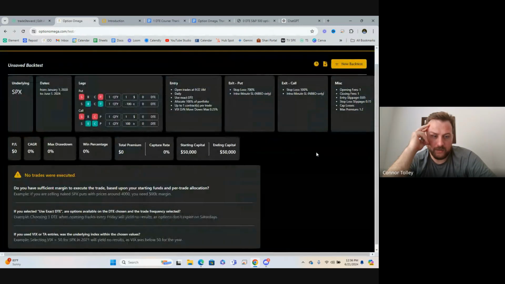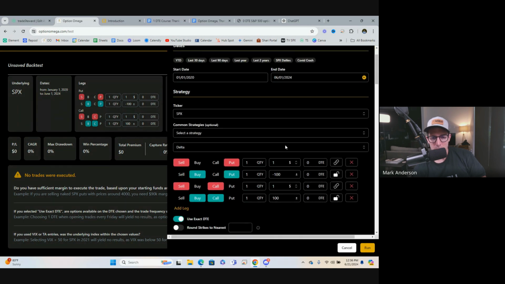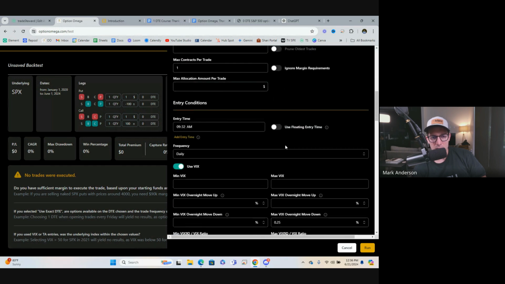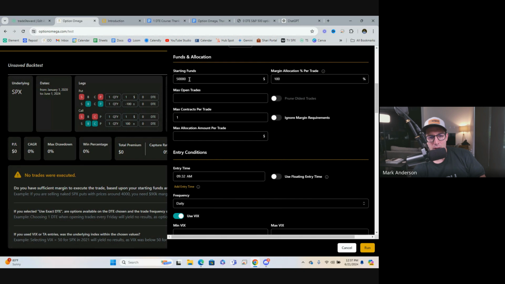Yeah. Oh, what went wrong here? You do not have sufficient funds to execute the trade. Max 1 contracts. Sell call, buy call, sell put, buy put. Click on new backtest. Scroll down. It's got to be a buying power thing. Just add a 0 to the 50 and see what happens. So it'll just be 50 grand, 500 grand. And that should do it. Now click run.